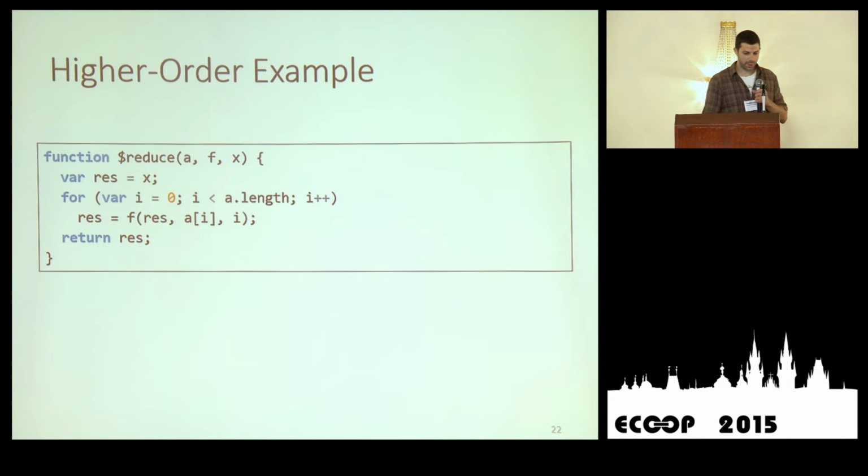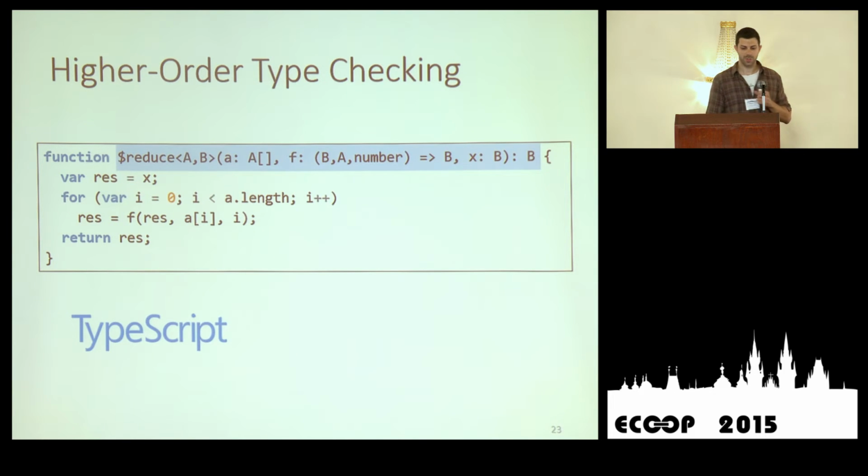So back to our higher order reduce example. Assume we want to use these types to give a signature to this function. One first step we need to take is to assign some base typing. In particular, here we're using TypeScript form. So this is what a signature of this function would look like in TypeScript.